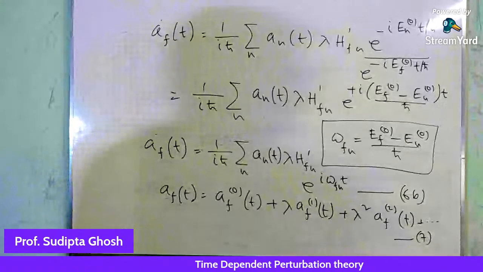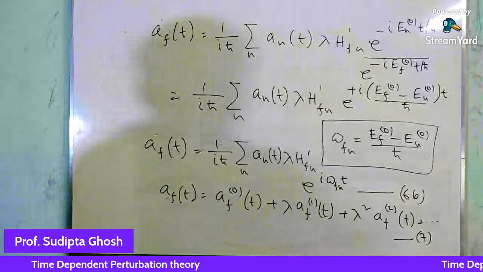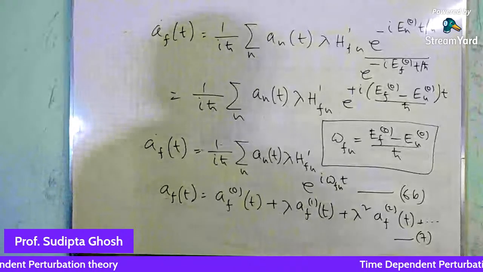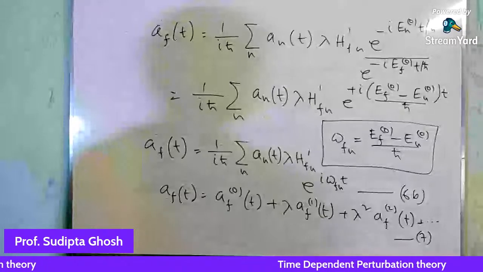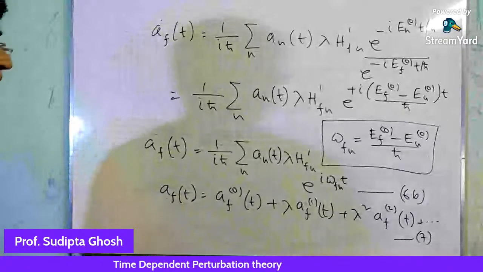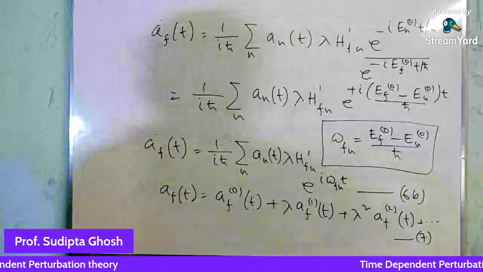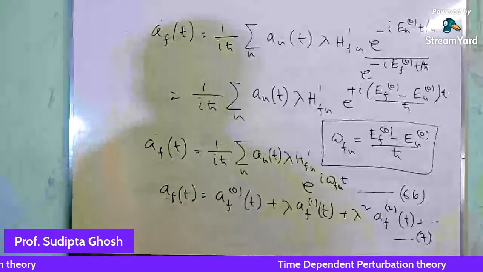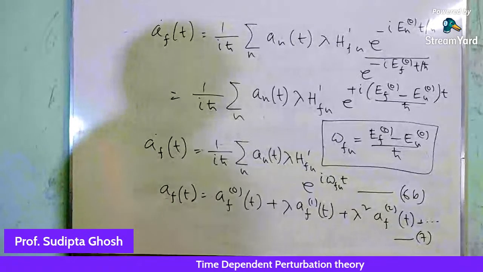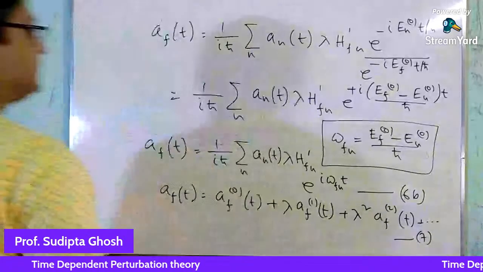So substituting the values of a f t and a n t from the above equation into equation 6b, we have to equate the coefficients of lambda on both sides of the resulting equation. What do we get? So let's find out.